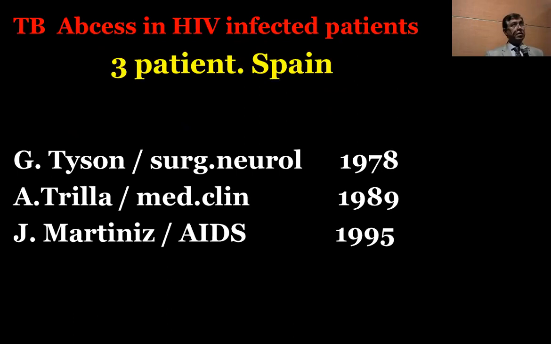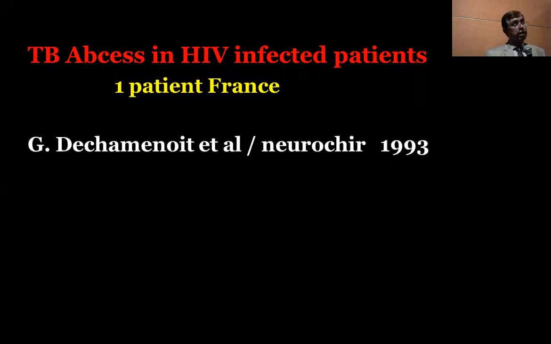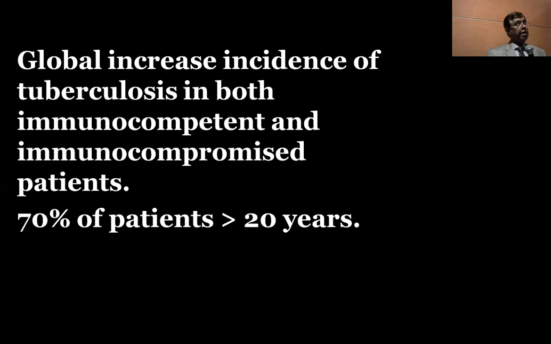If we look at these publications, old enough, 78, 89, 95, from Spain, only three patients developed TB in HIV positive patients. And these are the papers. One patient in France, 93. So there is a global increase in the incidence of tuberculosis, both in the immunocompetent and in the immunocompromised.